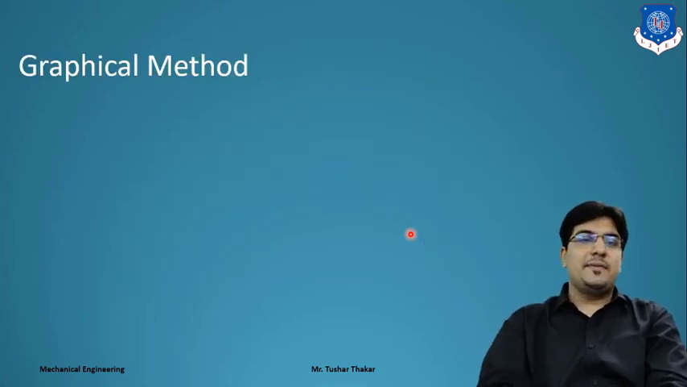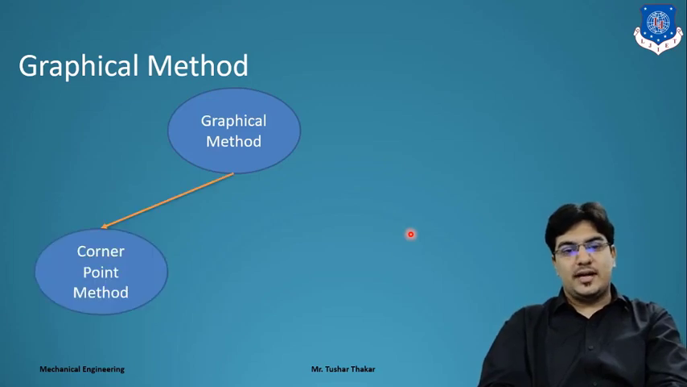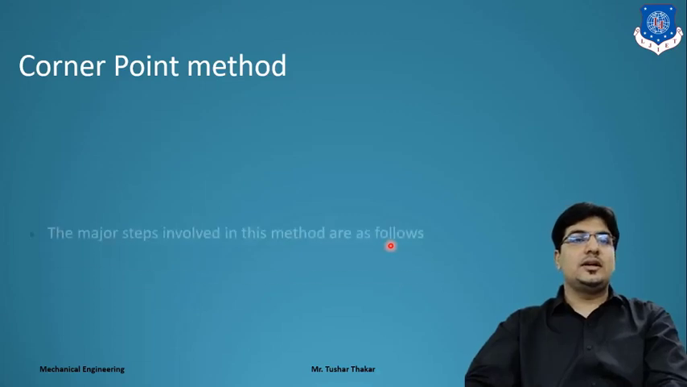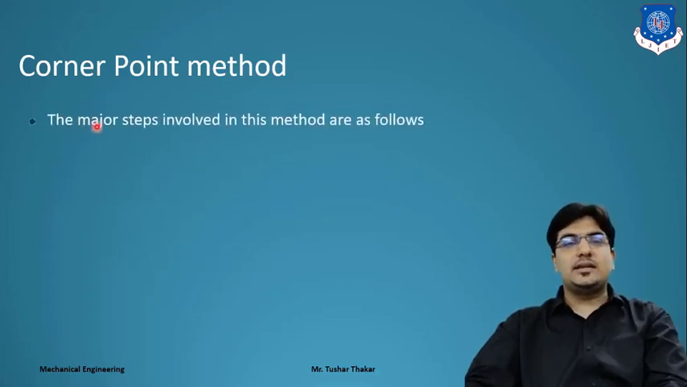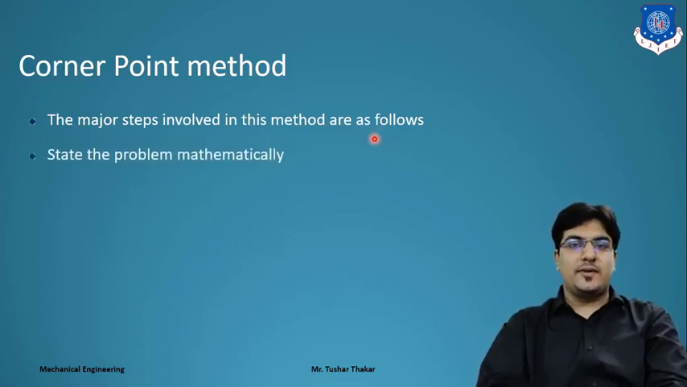In the graphical method, there are two different ways to draw a graph: the corner point method and the isoprofit method. In today's lecture, we only learn the corner point method. In the corner point method, these are the major steps involved to solve a linear programming problem by using the graphical method.